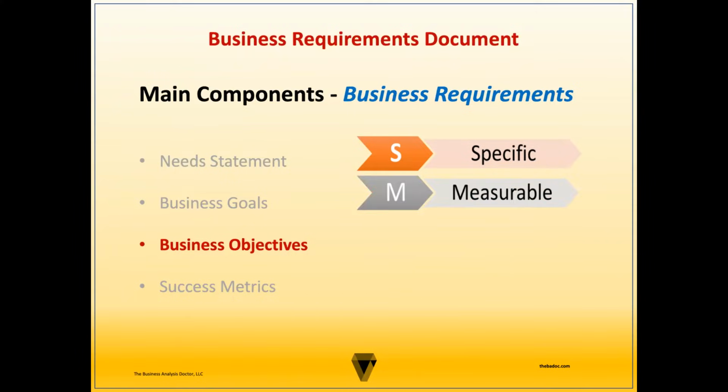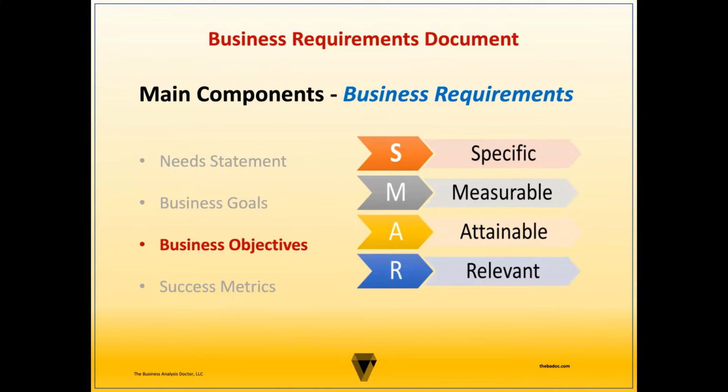Measurable objectives are trackable to measure the outcome. Attainable objectives are feasible in relation to the effort and the goals. Relevant objectives align to the enterprise's vision, mission, and goals. And time-bound objectives define a time frame that is consistent with the need.